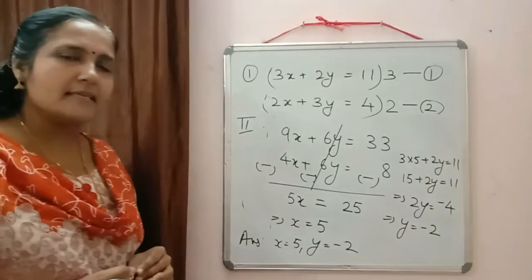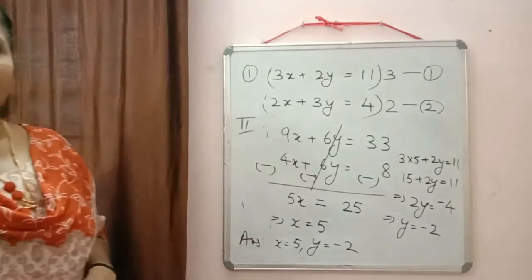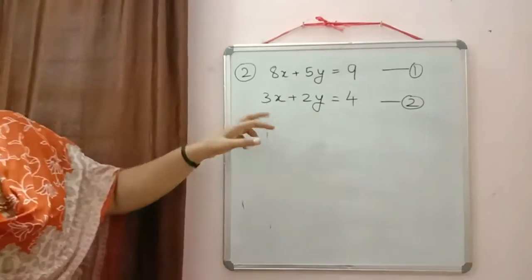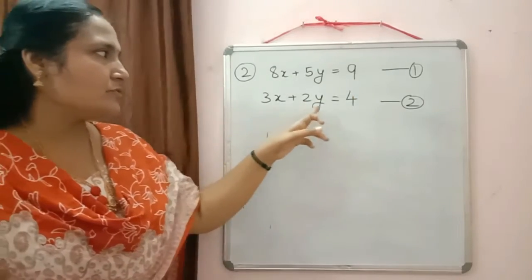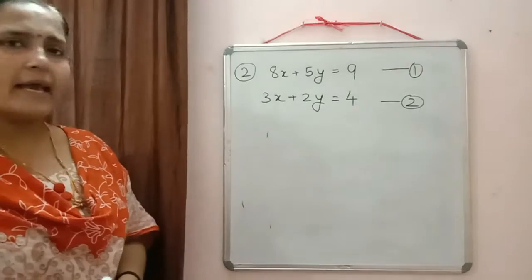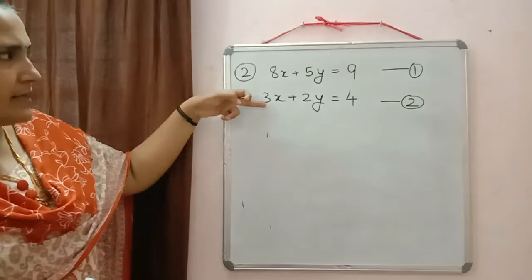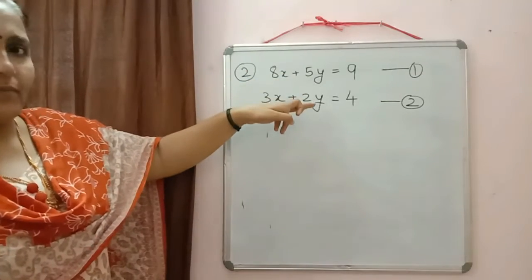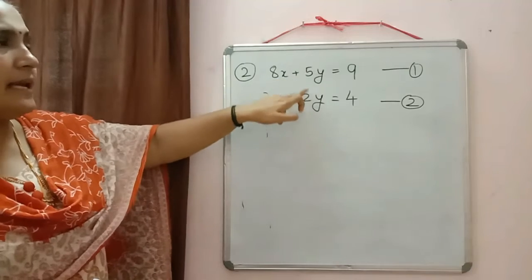So hope the method is clear to you. Yes. So moving on to the next question. Second question written here. 8x plus 5y is equal to 9 and 3x plus 2y is equal to 4. So either we can eliminate the variable x or variable y. So variable x and y, 8 and 3 or 5 and 2. If you have to eliminate the variable y, I think here calculation will be less only.